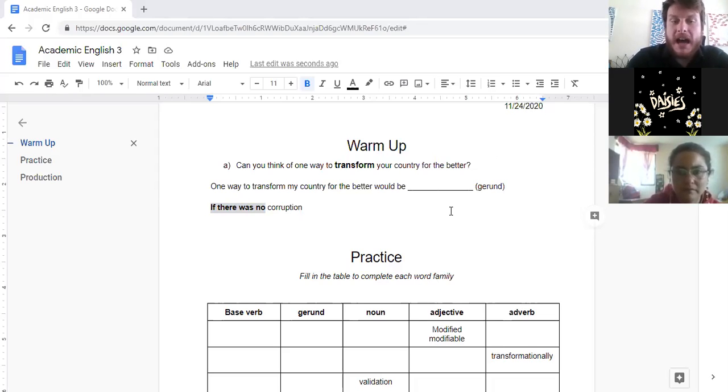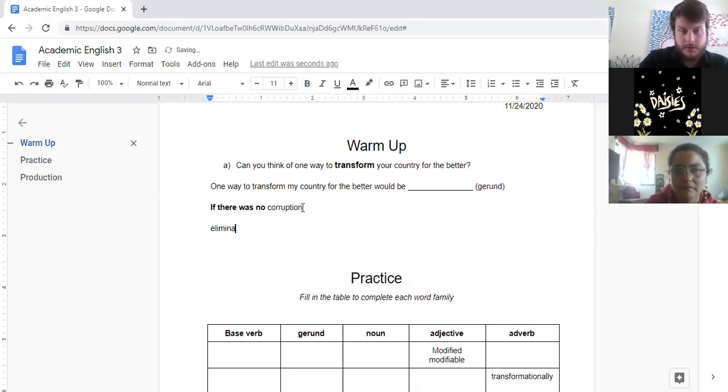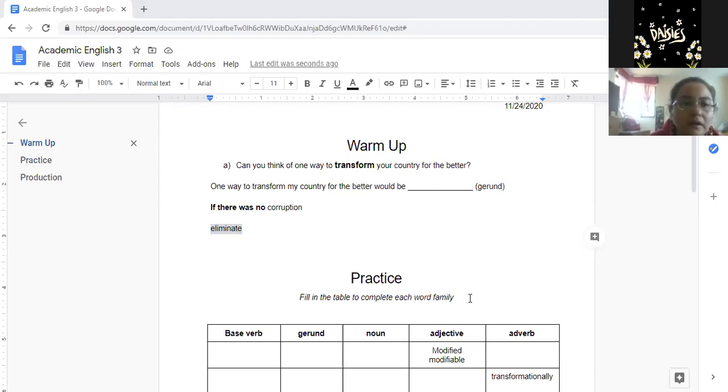Well, how about saying something like this? Here's a good verb for you to use: eliminate. Do you know the verb eliminate? Does anybody know this verb? If you think you know, you can try to explain. Does anybody know this verb, eliminate?